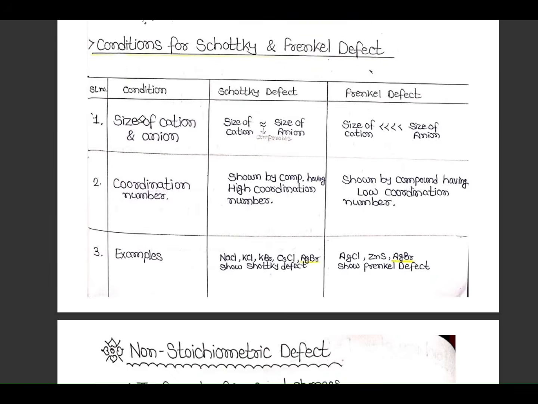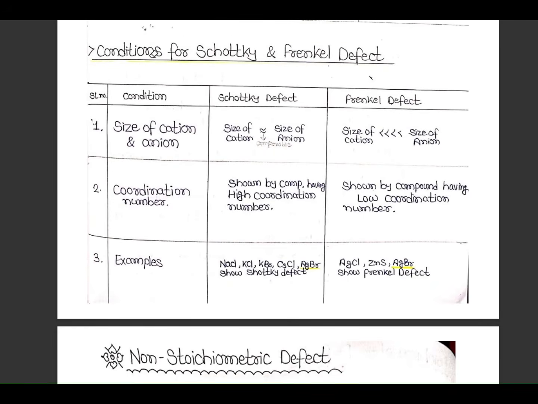Now let us come to the conditions of the Schottky and Frenkel defect. The size of cation and anion: in case of Schottky, the size of cation is approximately equal to the size of anion. And in case of Frenkel defect, the sizes of cation and anion are different. The size of cation is smaller than the size of anion. Now coordination number: Schottky defect is shown by compounds having high coordination number, and Frenkel defect is shown by compounds having low coordination number.